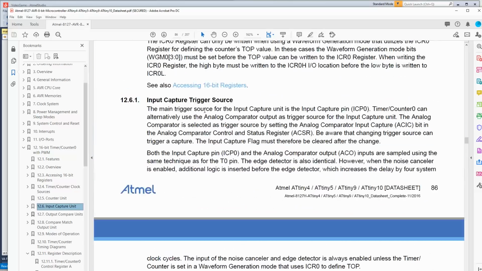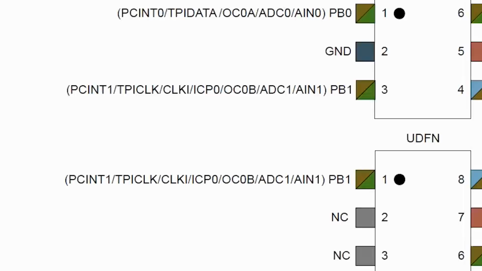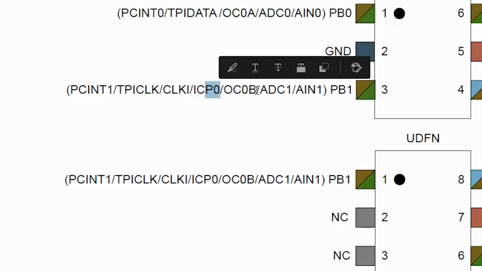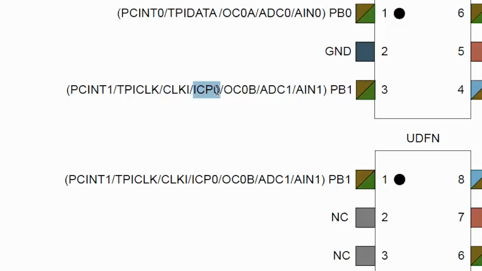Input capture trigger source. Okay. Analog comparator control. Okay, we're not using the analog comparator, although we were using that register to do things. Oh no, we didn't mess with that. Let's go back up here. Okay, interrupt programming. Here we go. ICP 0.